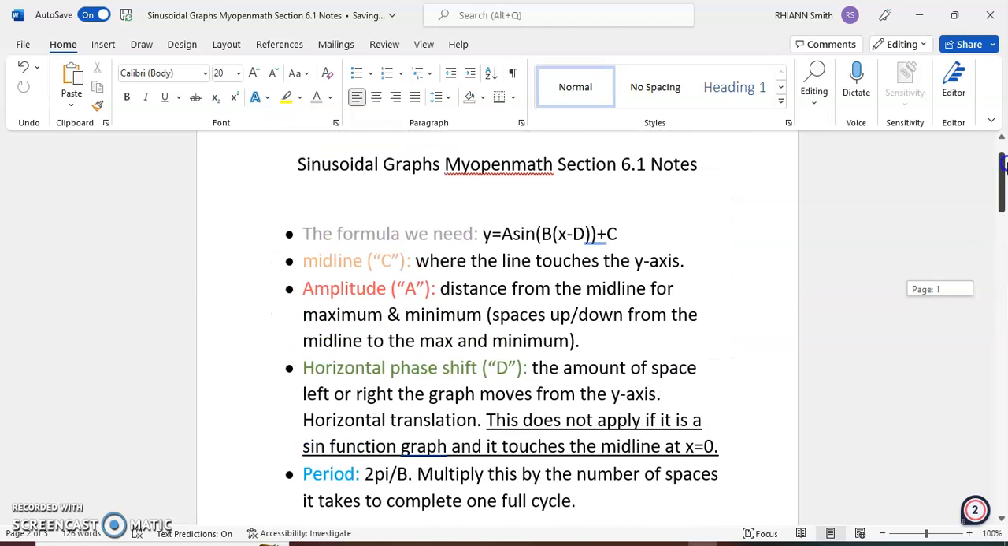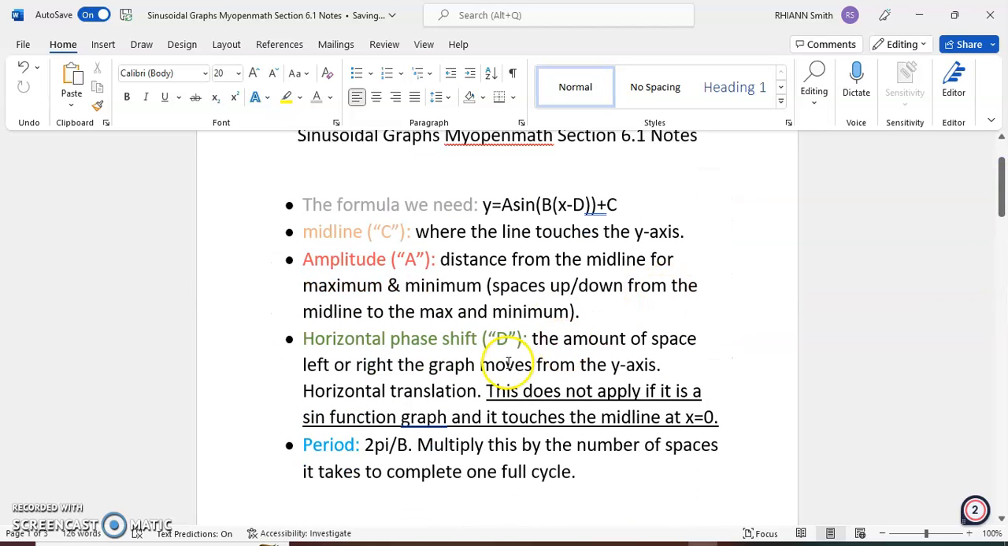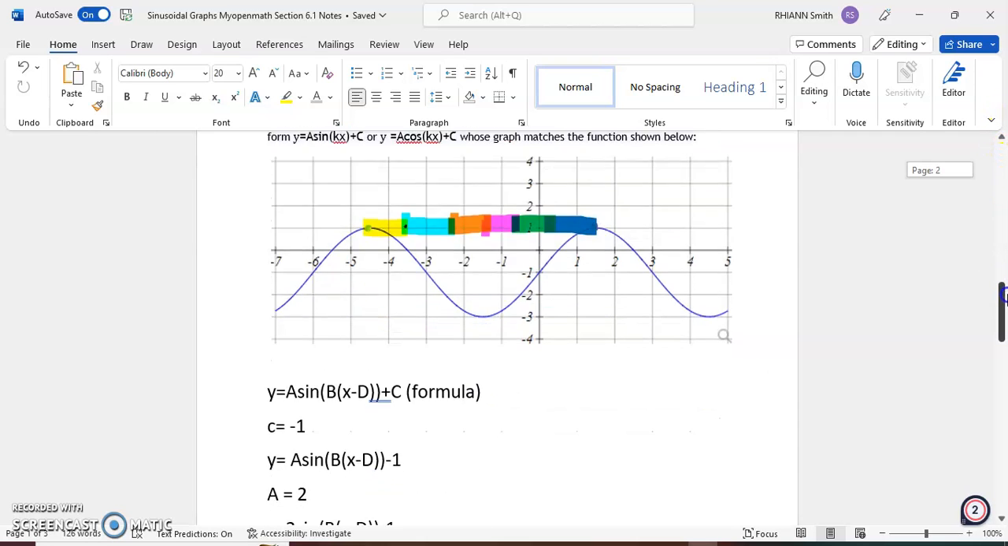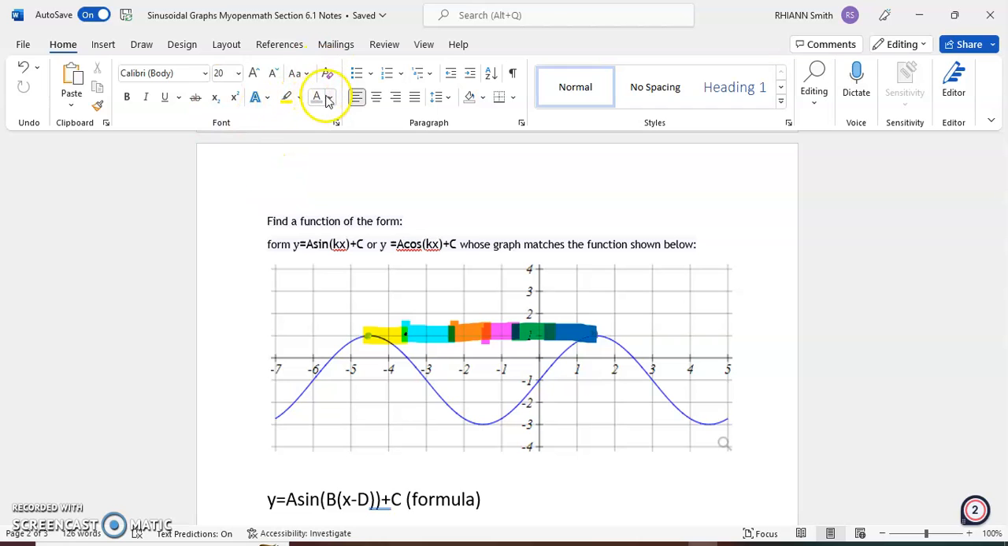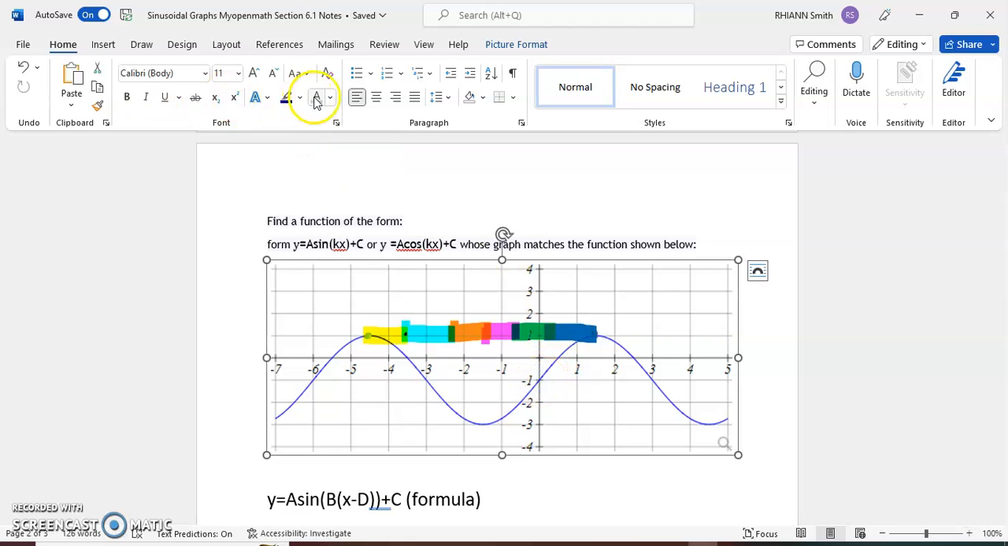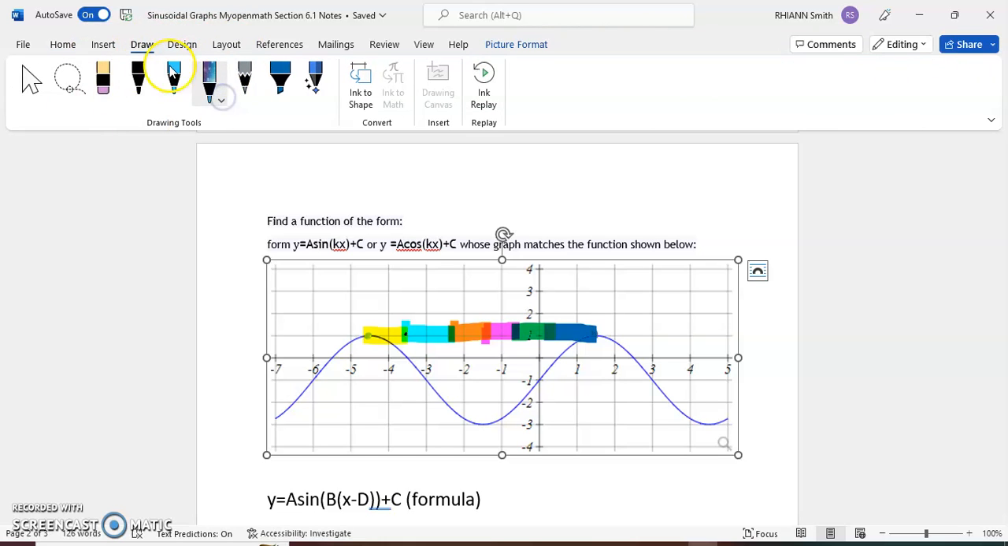So if we go back up to our notes, it says here that the horizontal shift is the amount of space left or right that the graph moves from the y-axis. And it's also known as the horizontal translation. It does not apply if it is a sine function graph and it touches the midline at x equals 0. As we go here, it does touch the midline at x equals 0. So let me highlight that so that you can see what I am seeing.